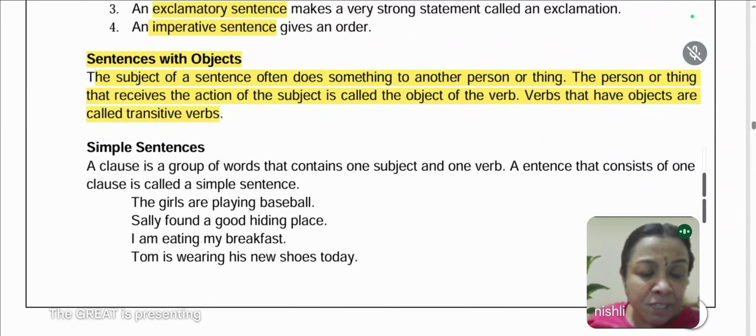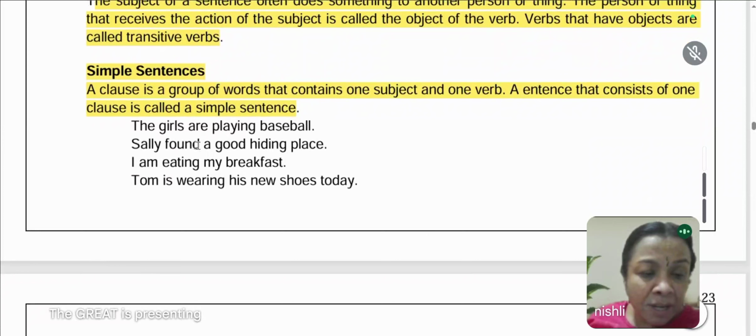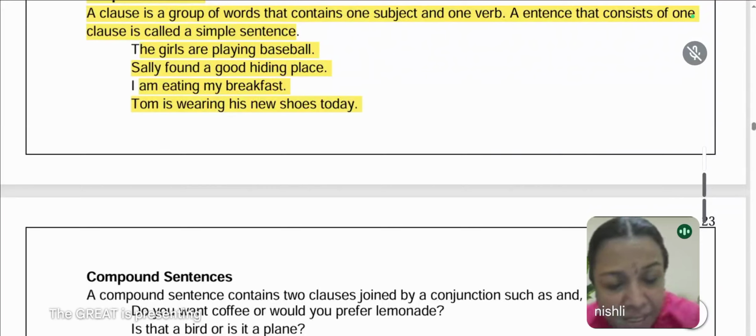Simple sentences. A clause is a group of words that contains one subject and one verb. A sentence that consists of one clause is called a simple sentence. The girls are playing baseball. Sally found a good hiding place. I'm eating my breakfast. Tom is wearing his new shoes today. So these are all single simple sentences.